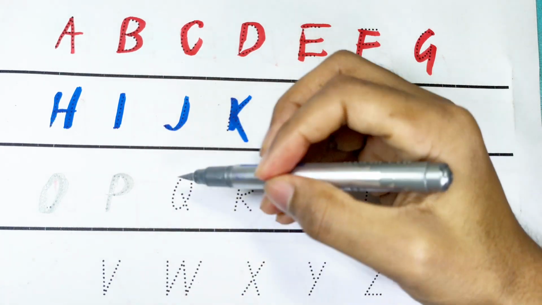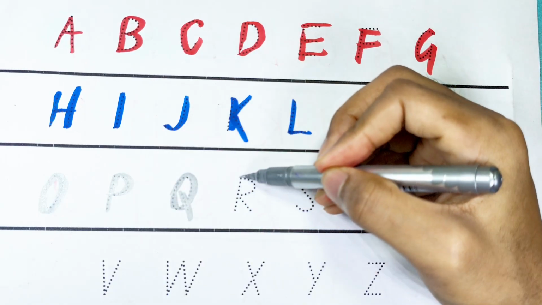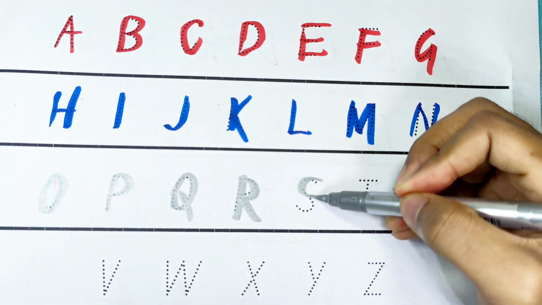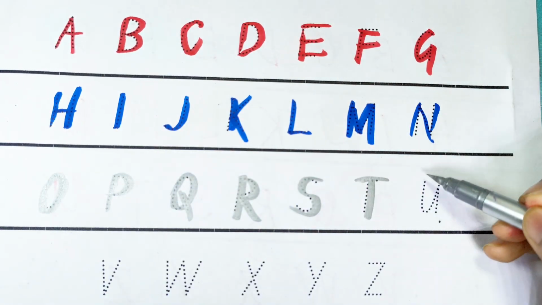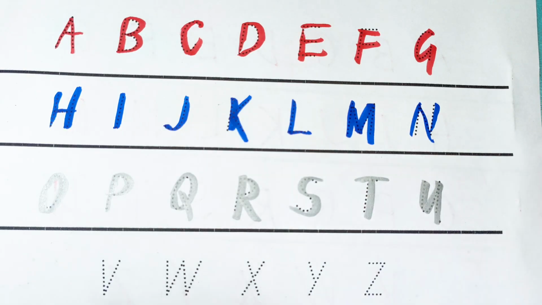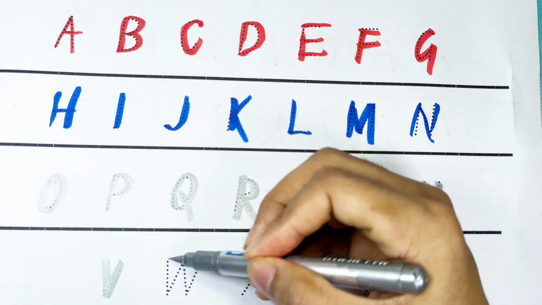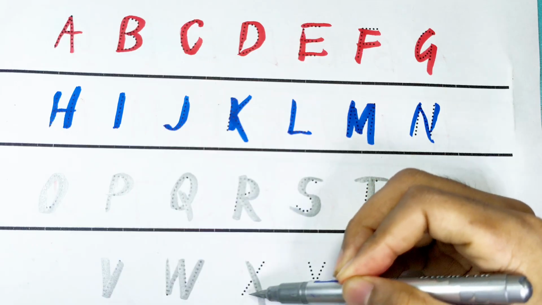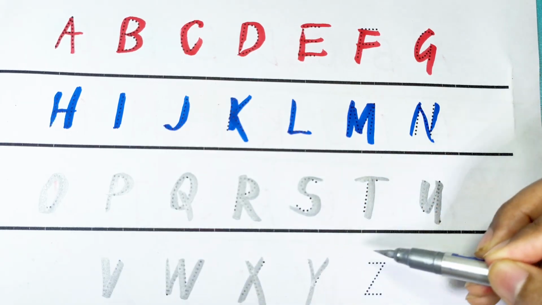The next one is Q. Q for queen. The next one is R. R for rose. R for rice. S. T. U for umbrella. The next one is V. V for van. W. X. Y. And the last one is Z.